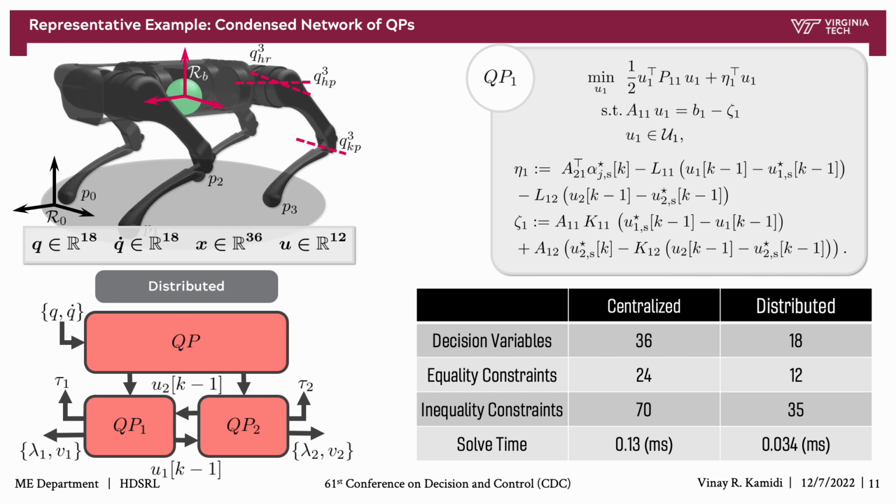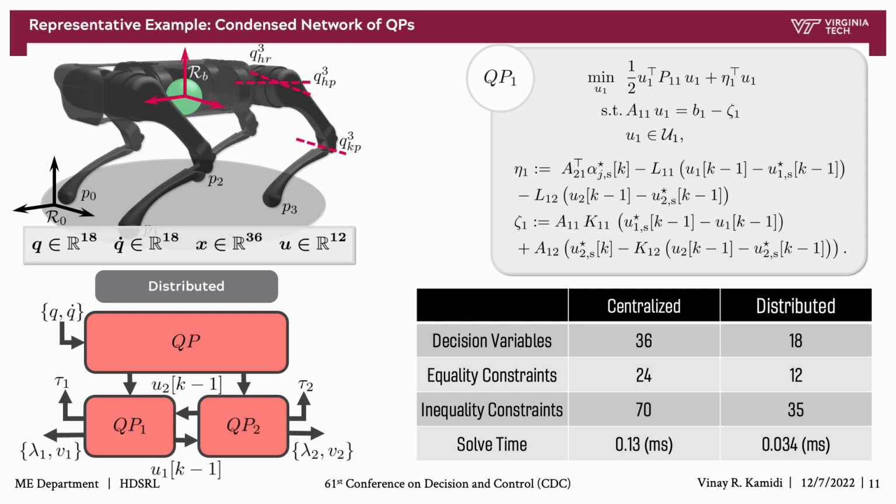First, a centralized QP was formulated with 36 decision variables, which were torques, ground reaction forces and slack variables. Additionally, the centralized formulation had 24 equality constraints and 70 inequality constraints. In the distributed formulation, this reduced to a total of 18 decision variables, 12 equality constraints, and 35 inequality constraints per QP. This reduction resulted in a reduced solve time from 0.13 milliseconds in the centralized framework to 0.034 milliseconds in the distributed framework, using an existing solver named QP Swift.